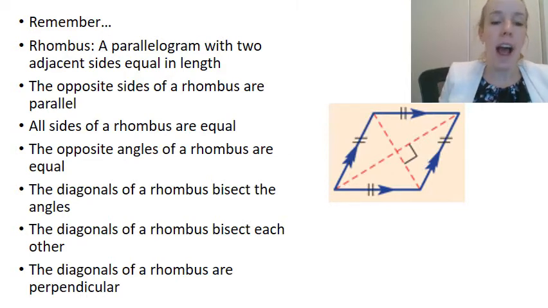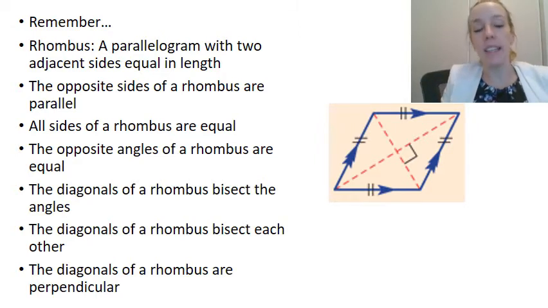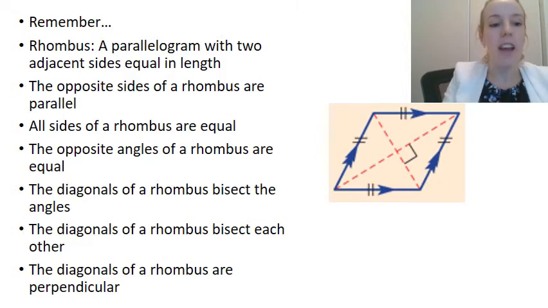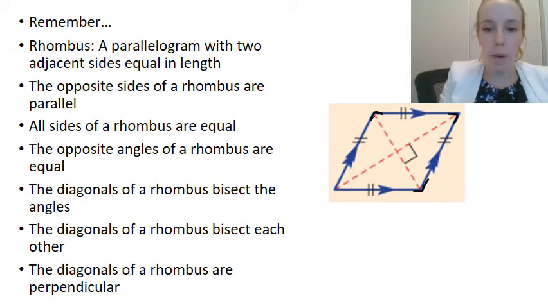The opposite angles of a rhombus are equal as well. The diagonals of a rhombus bisect each other. I've written that twice, sorry. The diagonals of a rhombus bisect the angles, I should say. So each of the angles is cut equally in half by the diagonals, and the diagonals of a rhombus are perpendicular.